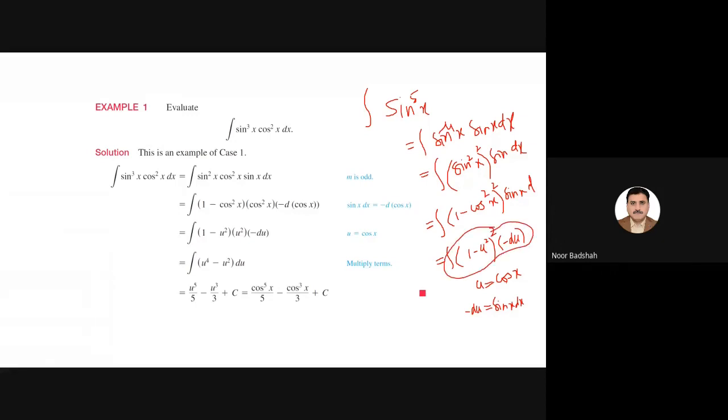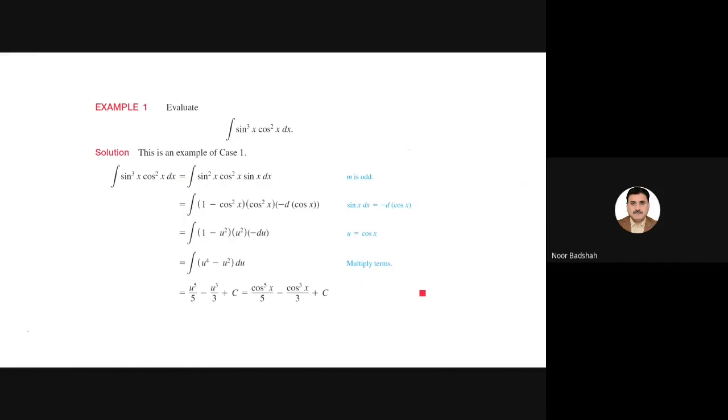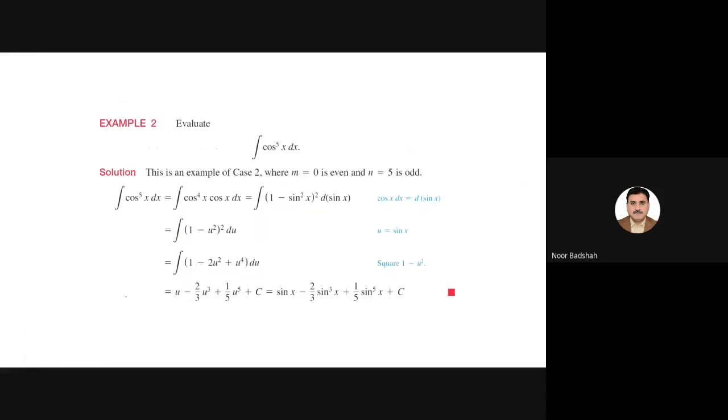But the condition here is that it must be an odd power. Okay, what happens if you have an even power? That's what I've done. Cos 5x can be done in a similar way.